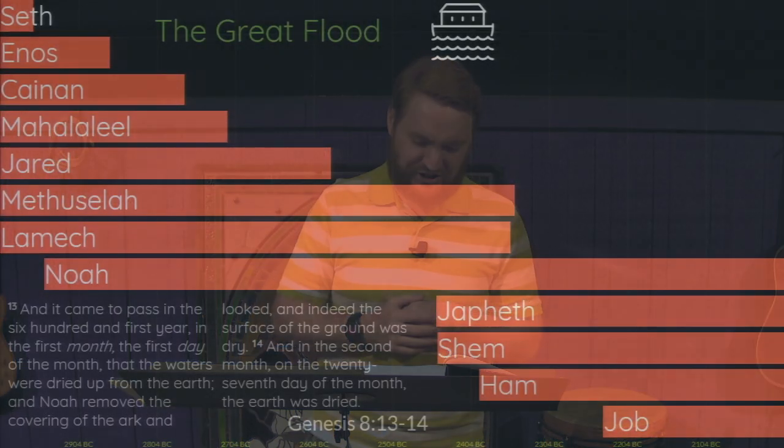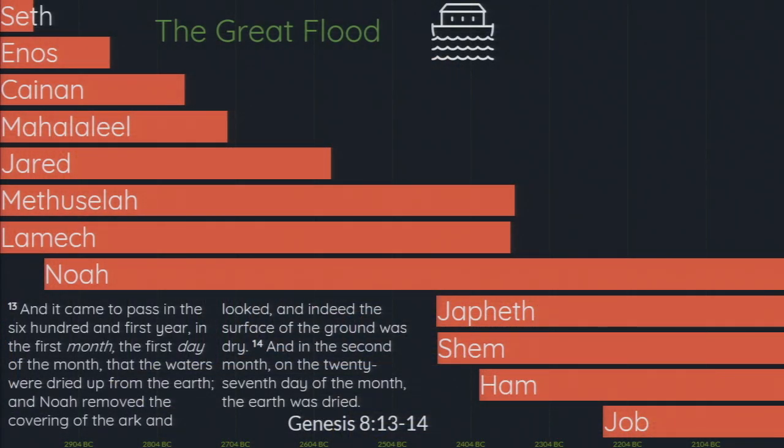Okay, then we get towards the end of the flood, chapter 8, jump on down to verse 13. And again, we're skipping some details. They're very important to Noah's story, not necessarily to the overall story of this 1,000-year chunk. So chapter 8, verses 13 and 14, they say this, "And it came to pass in the 601st year, in the first month, the first day of the month, that the waters were dried up from the earth, and Noah removed the covering of the ark and looked, and indeed the surface of the ground was dry."